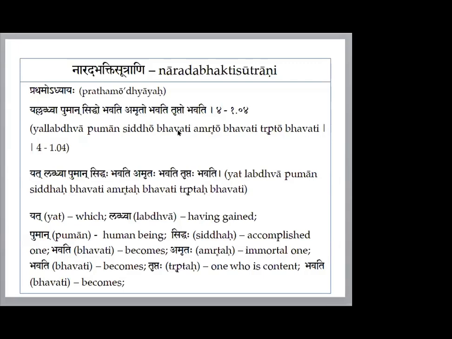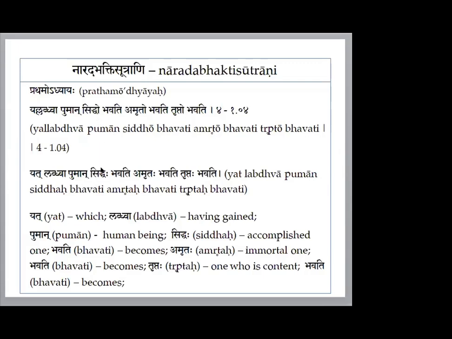Now let's look at the Sandhi split. The first word, Yallabdva, is made up of two words, Yat and Labdva. The t becomes l because of the Sandhi. So here we get Yallabdva, but when it's split, it's Yat and Labdva.